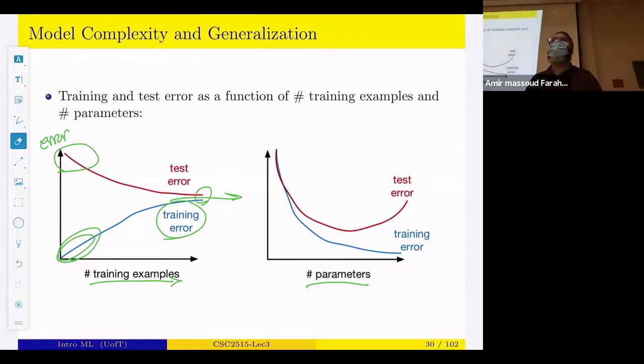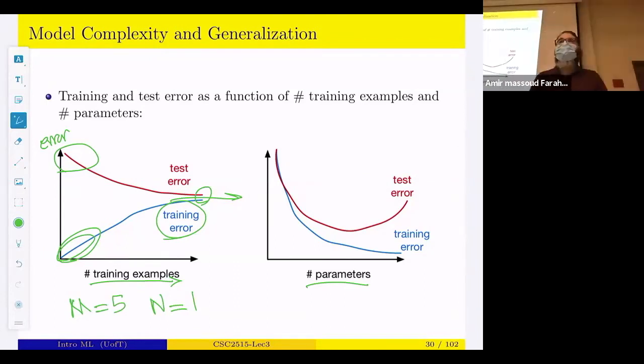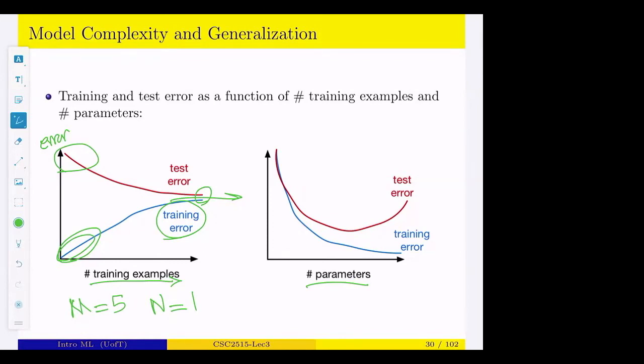Like, suppose I give you 2 data points, and suppose your model is one of those polynomial models. Suppose I choose m equal to 5. The model is fixed, and the number of data points is 1. What would be the training error in that case? 0. Why? Because of overfitting?